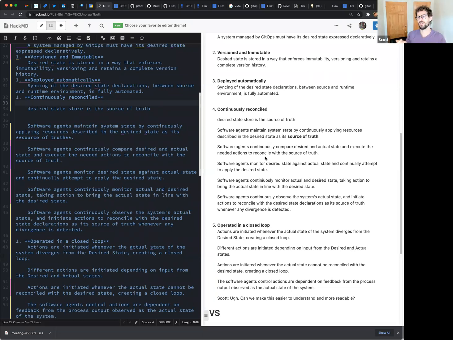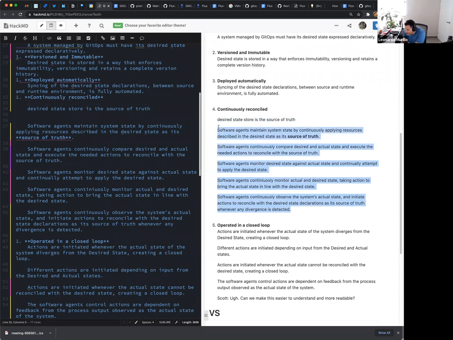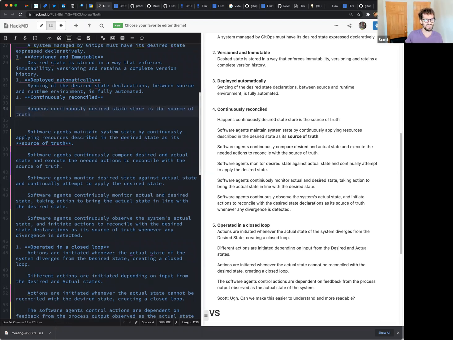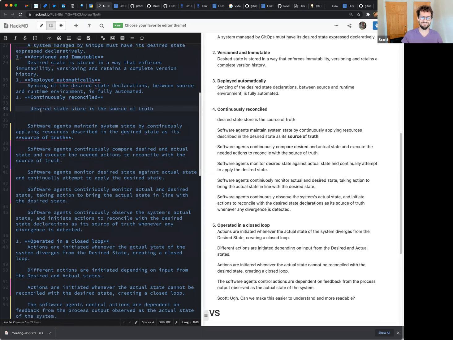Wasn't that one of the items that produced multiple versions? Yeah, we have here five different versions. Some of them talk about needed actions. Some others bring the word "attempt" in to apply the desired state. Others specifically talk about divergence detection.